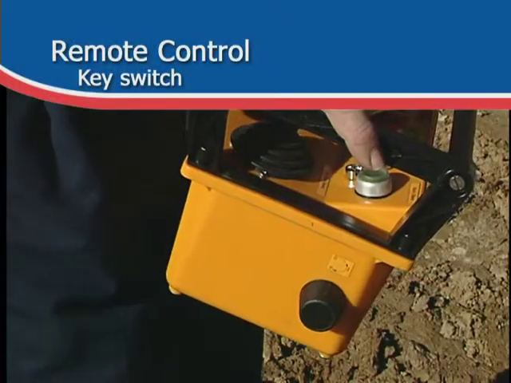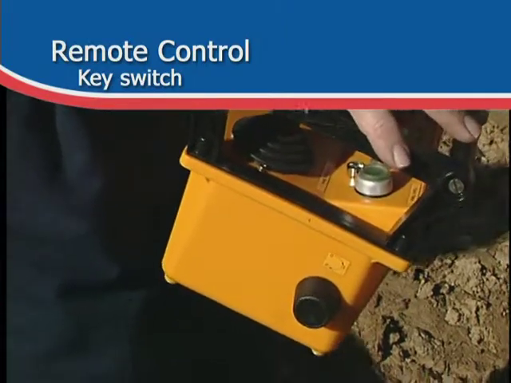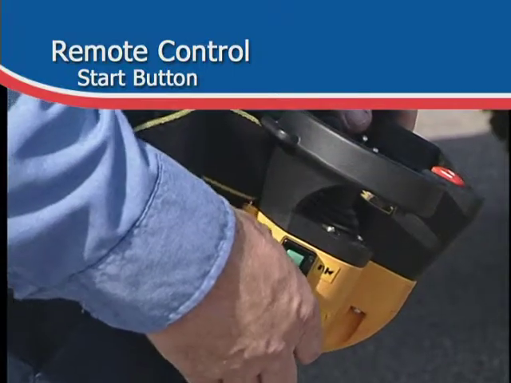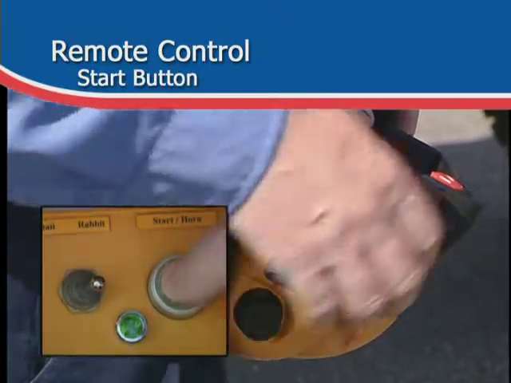On the model shown, the key switch boots up the remote. The green button on the side or top activates the remote control. Push twice to activate the radio.